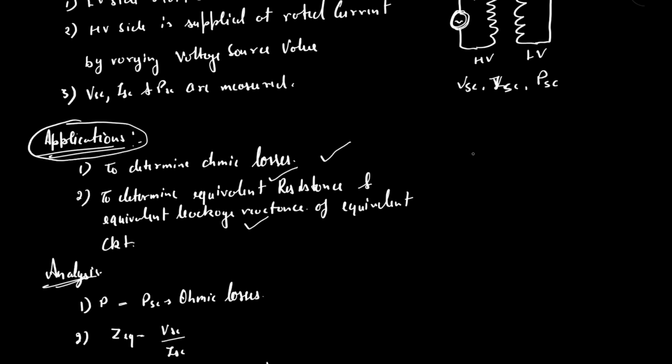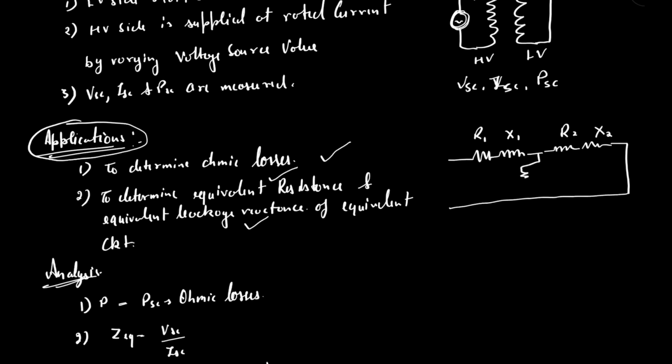So let me first draw the equivalent circuit of a transformer in short circuit condition. So this is my primary resistance and leakage reactance, and this is my secondary resistance and secondary leakage reactance referred to the primary side. There is also a shunt branch representing the core losses and magnetizing flux, but since the core losses are very small in comparison to the ohmic losses, this branch is altogether neglected. So now this is my final circuit.